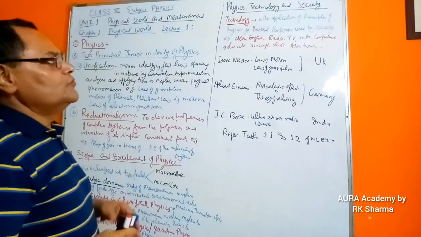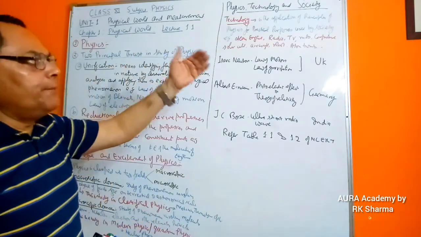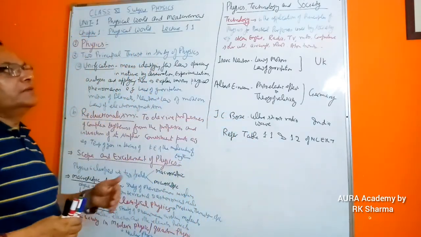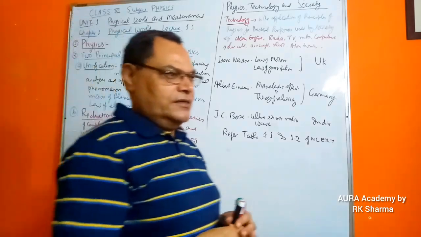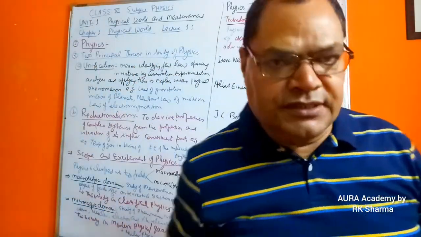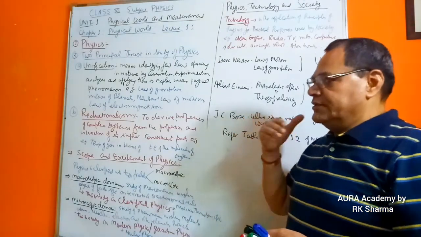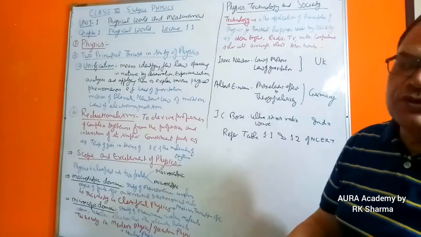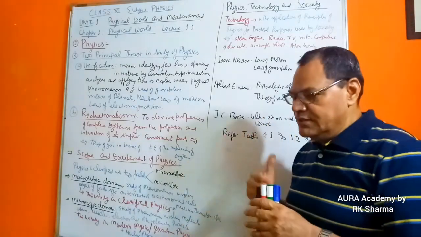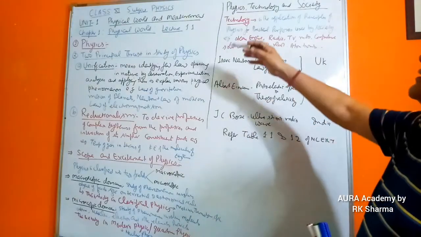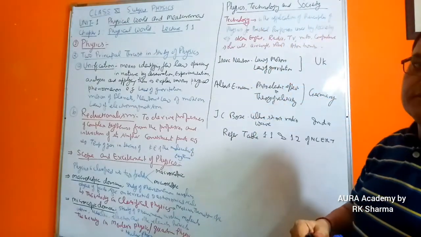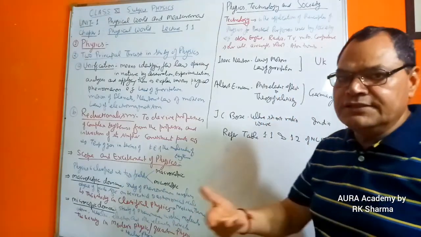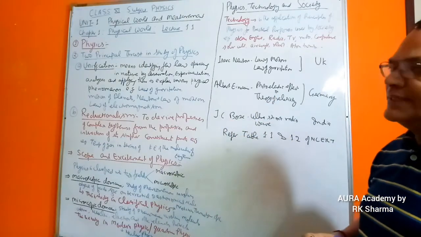All right. So what is technology? Technology is basically the application of the principles of physics for practical purposes used in society. Ultimately, whatever the laws or phenomena or principles, we will apply them to connect with society. Like the steam engine, that is the construction or design of the steam engine to run trains in olden days.